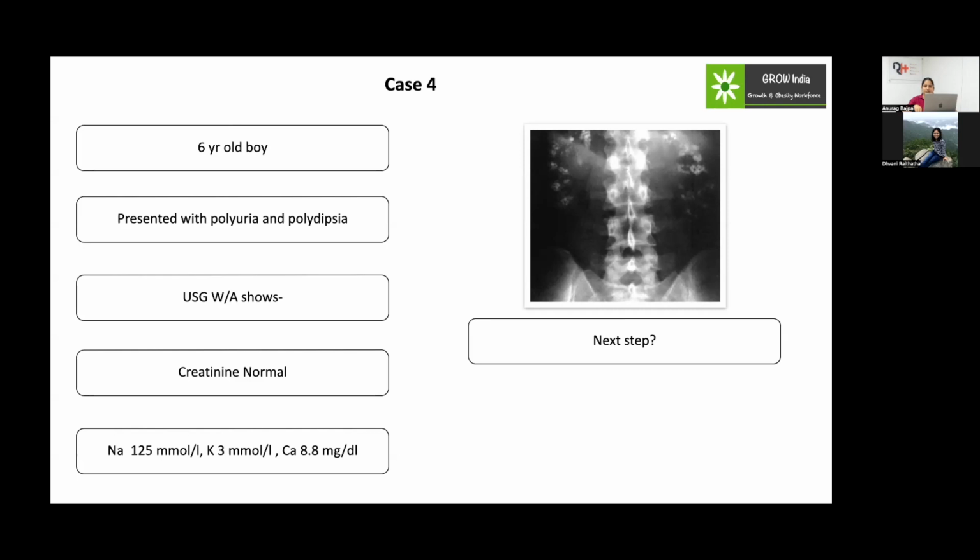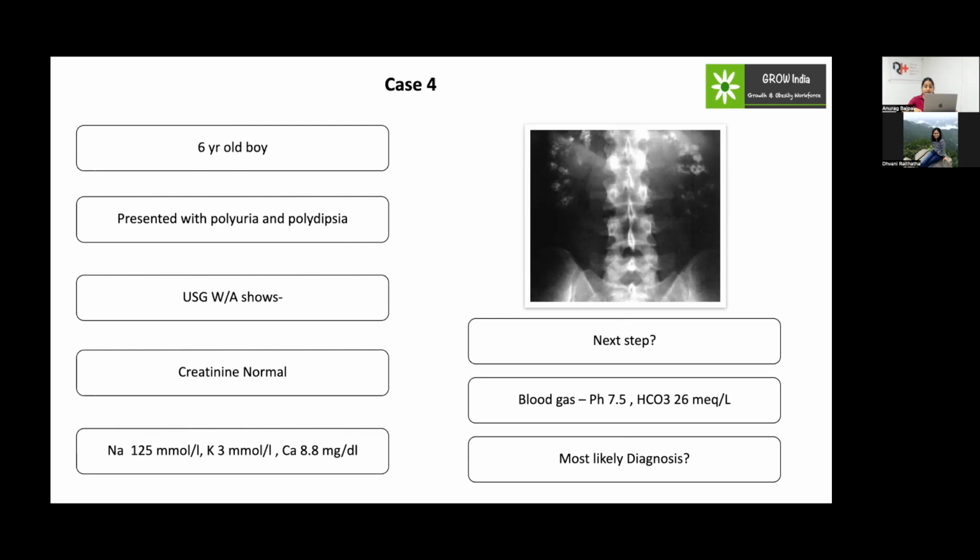So definitely this is tubulopathy, but blood gas. Yeah, definitely. So who did the blood gas? Dr. Parag. Yeah, blood gas should be done because with tubulopathy, it could be RTA or it could be another cause. So if the blood gas shows it was alkaline and the bicarbonate was 26, what could be the most likely diagnosis in this case?